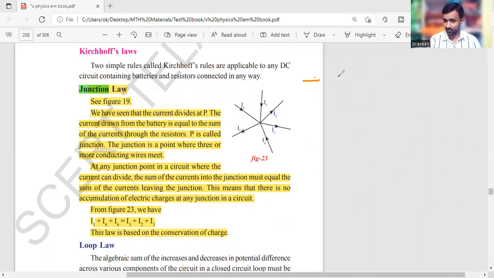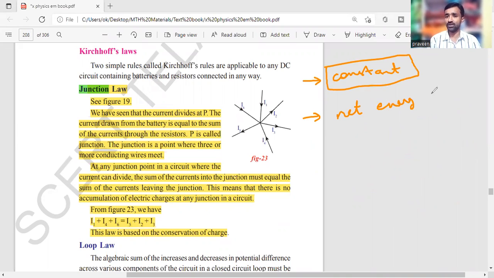Whatever it may be, the energy always remains constant. That means the net energy always gives you zero. Simply, what we are able to say is that energy may appear to increase or appear to decrease somewhere within a loop, within any loop.